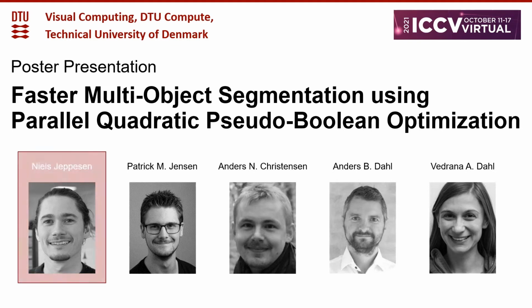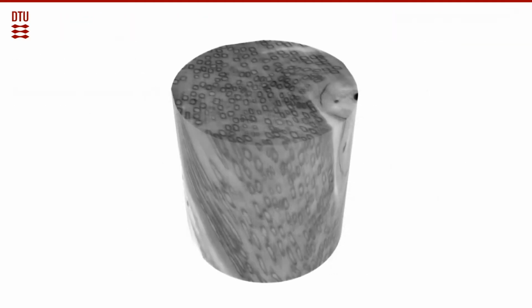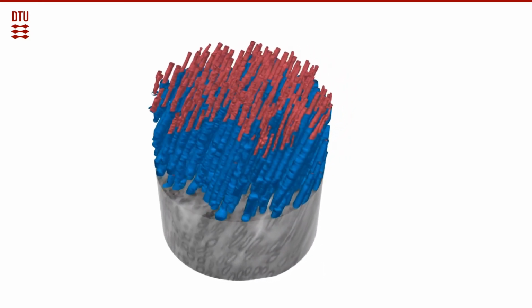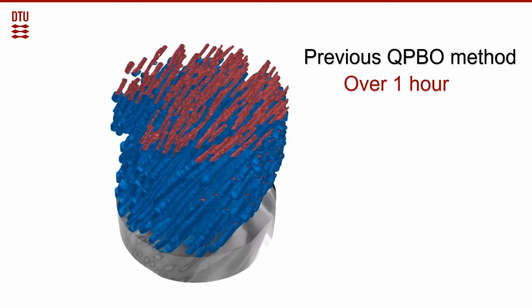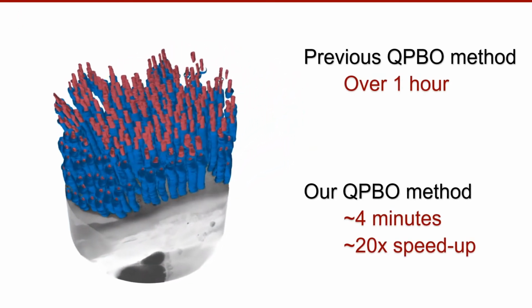Hello, my name is Nils Jeppesen, and I'd like to welcome you to our poster presentation on faster multi-object segmentation using parallel quadratic pseudo-Boolean optimization. In our paper, we show that our parallel algorithm is up to 20 times faster than the previous QPBO algorithm by Kolmogorov and Rother, reducing the runtime of a large segmentation task from over 1 hour to only 4 minutes.